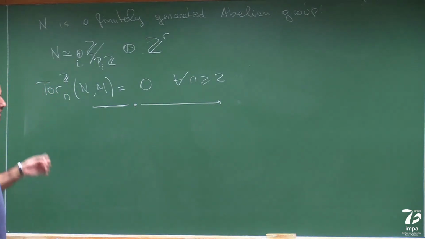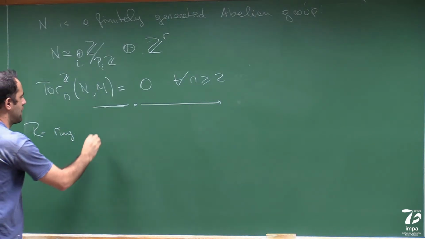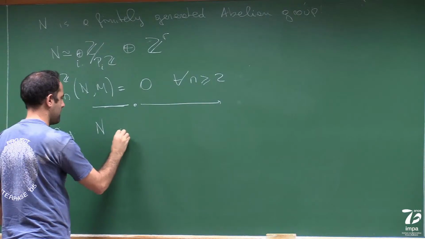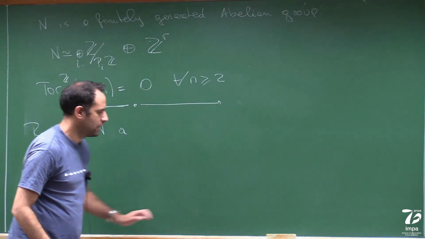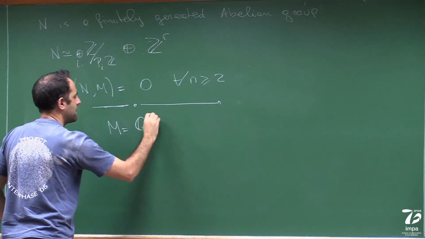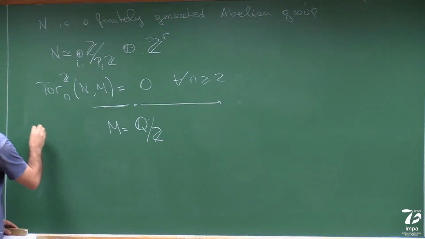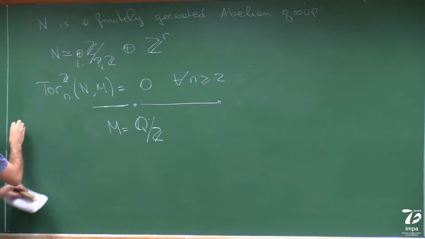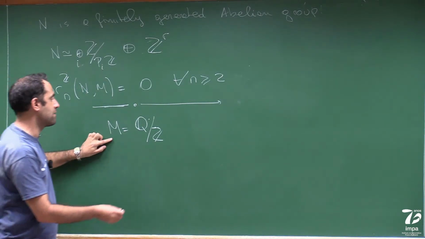Another one we can do is, I claim the following. Let's say that R is a ring, and you have N... well, let's take M to be Q divided by Z. No, let's stick to R to be still Z. So I want to understand this as an abelian group, as a Z module.